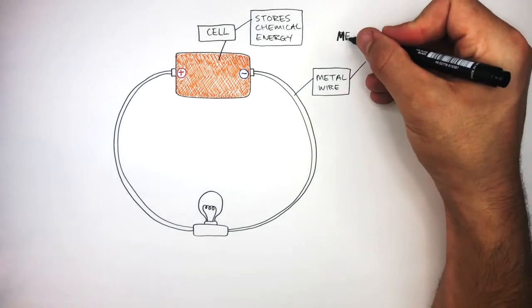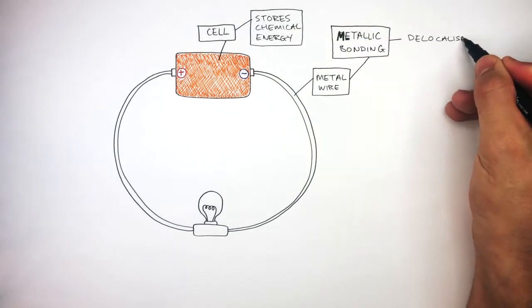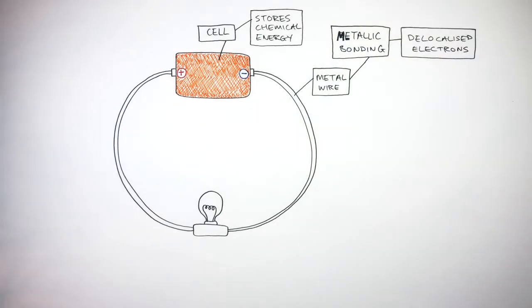Metals have metallic bonding, and we know in metallic bonding there are delocalized electrons. Now, in order to understand what is an electric current, we must first understand metallic bonding.